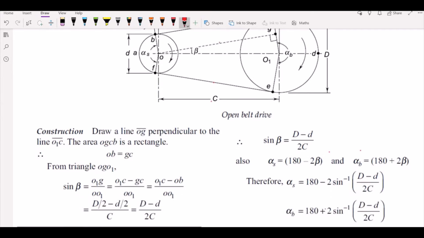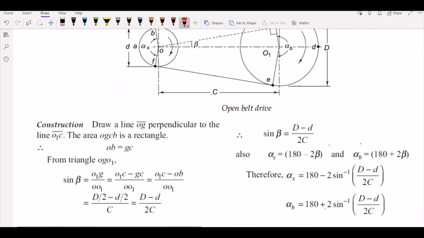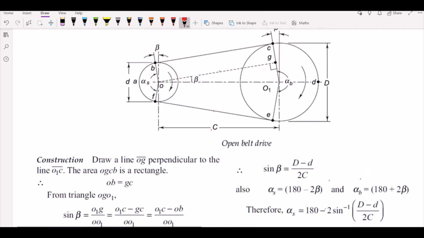Okay, once this is known, the final thing is the calculation of the lengths. How to calculate the length, that is arc of FAB, which I told you earlier: this arc plus this length, this arc plus this length. So what is FAB arc? FAB is nothing but this alpha S into the radius, half of the diameter, D by 2, alpha S into D by 2 plus BC. What is this length BC? BC is nothing but the same length over here, that is OG.